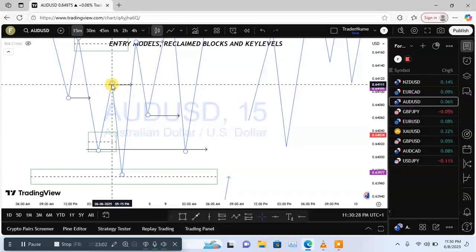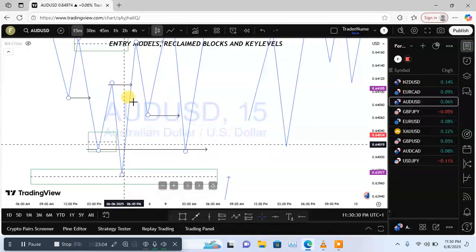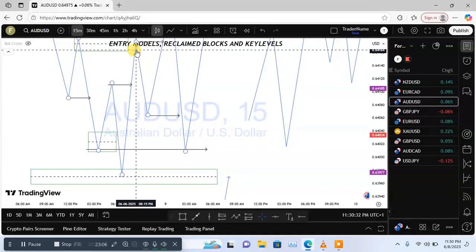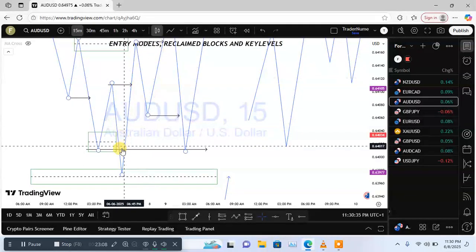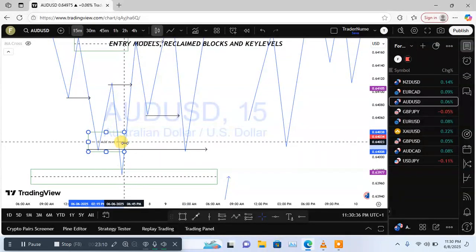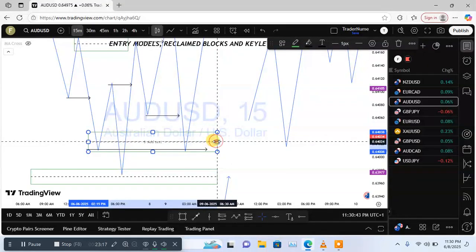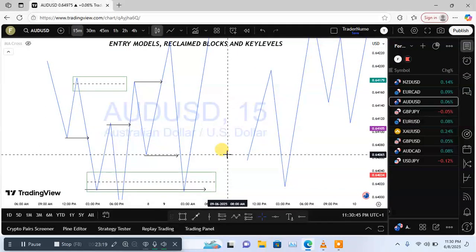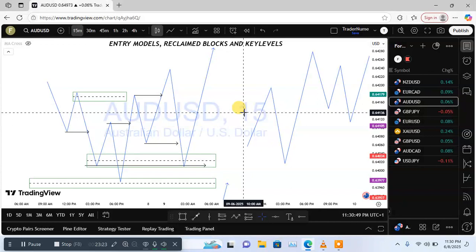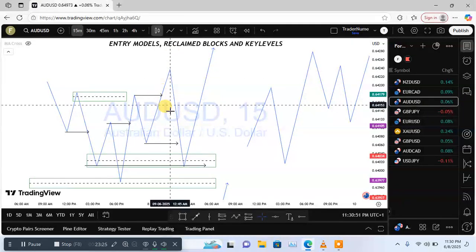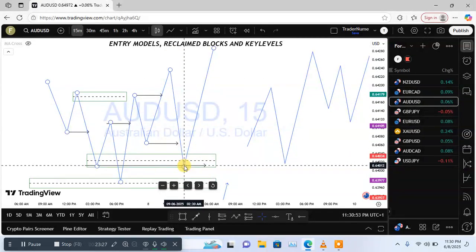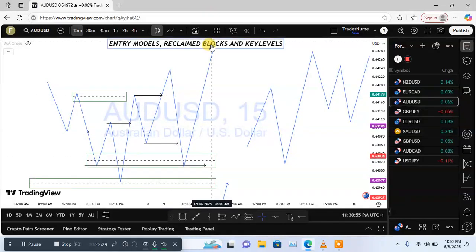So when price failed that block and gave a manipulation and gave another break, this is the reclaim block we are talking about, the block that failed. So we extend it. Price would always want to come back. You see how price would just come back, tap on our reclaim block, and boom.